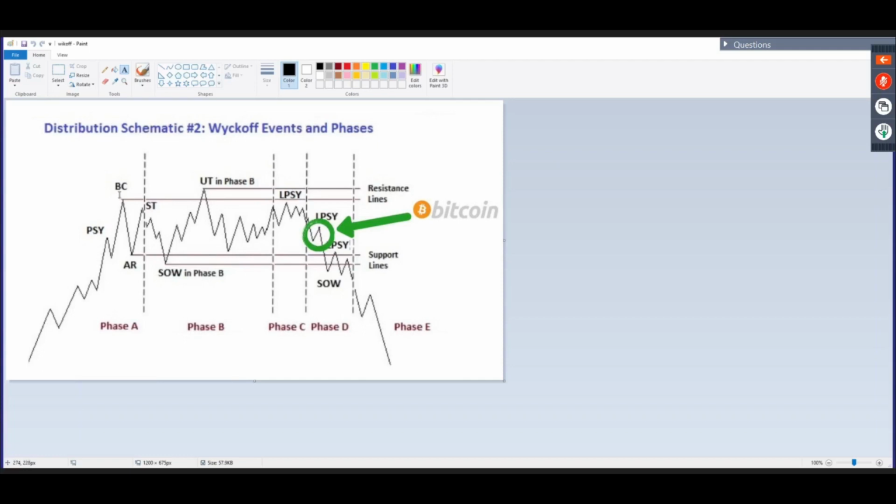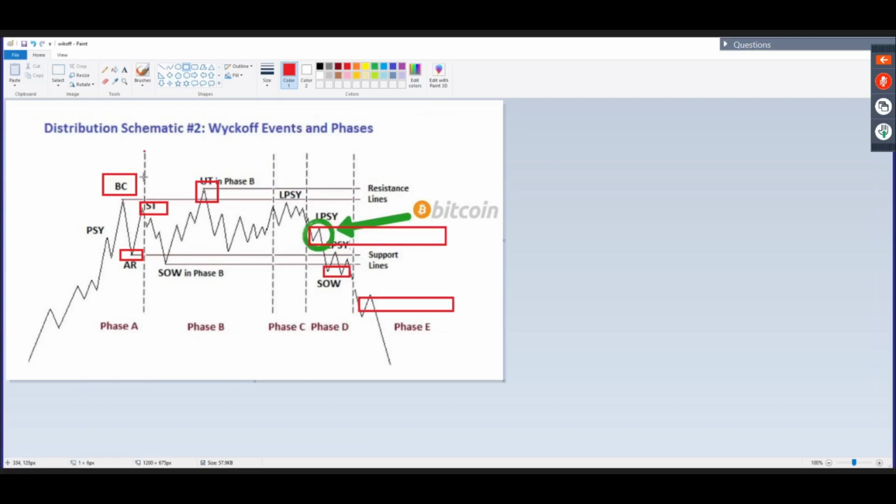Price goes up and then goes down. This is what Wyckoff calls a buying climax, BC. And then we have AR, automatic reaction. And then ST, supply test. And then you have UT, upthrust, or UTAD. And then you have LPSY, and then price making LPSY, and then SOW, LPSY.